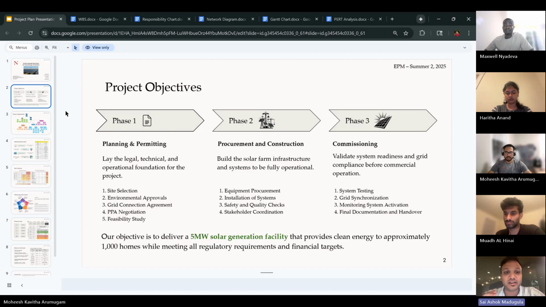Phase one would be the planning and permitting phase. Phase two would be the procurement and construction phase, and phase three would be the commissioning phase. Each phase has its key objectives described in this slide. If we follow these key objectives for every phase, we would complete the project in a very smooth way.